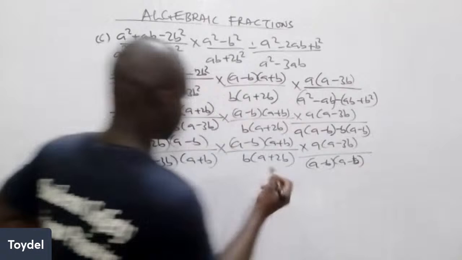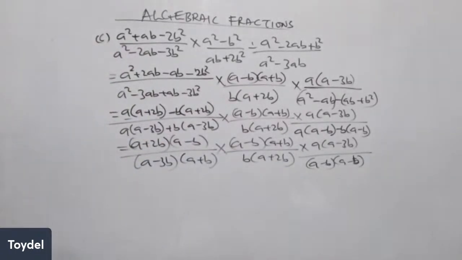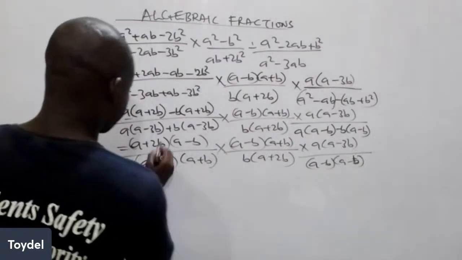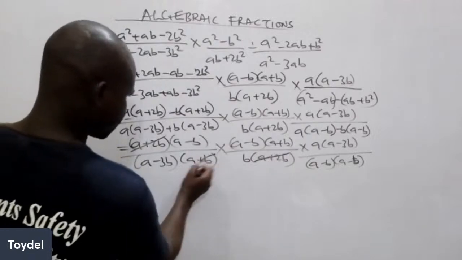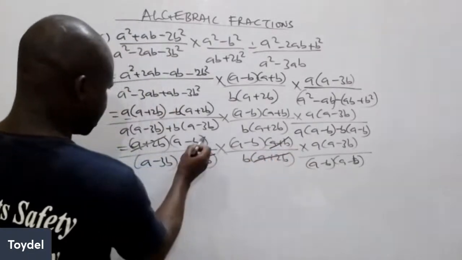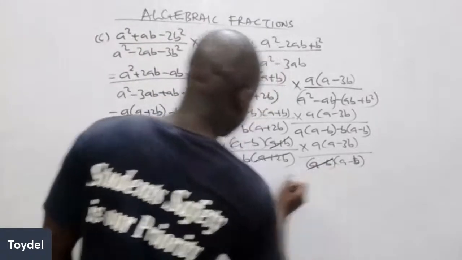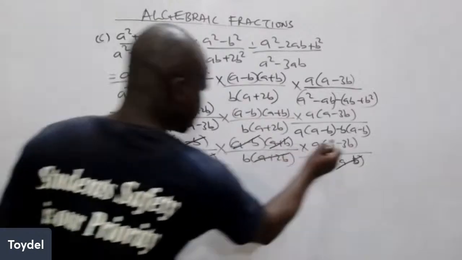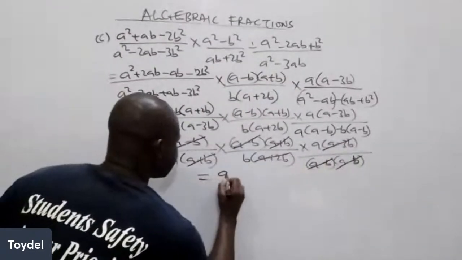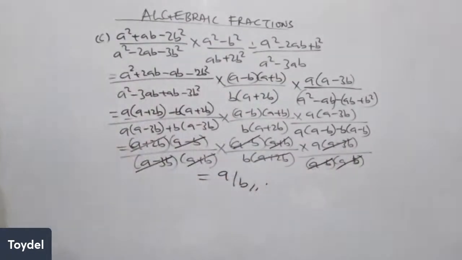So let's check out the ones that can actually cancel out and see what we'll be left with. This is a plus 2b. It's going to take care of this a plus 2b. A plus b will take care of a plus b. This a minus b will take care of a minus b here. A minus b will take care of the second a minus b here. Then a minus 3b will take care of a minus 3b. At the end of the day, we are left with a all over b. And that will be the answer.